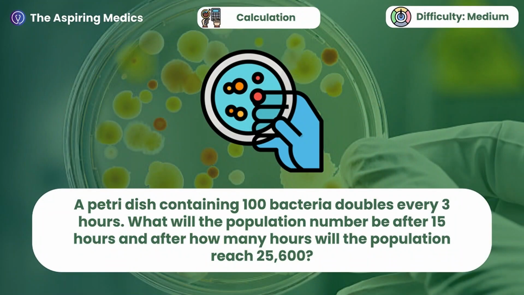A petri dish containing 100 bacteria doubles every 3 hours. What will the population number be after 15 hours? And after how many hours will the population reach 25,600?